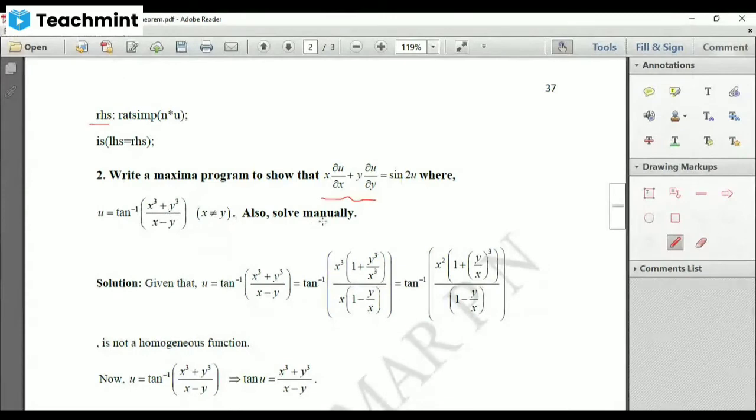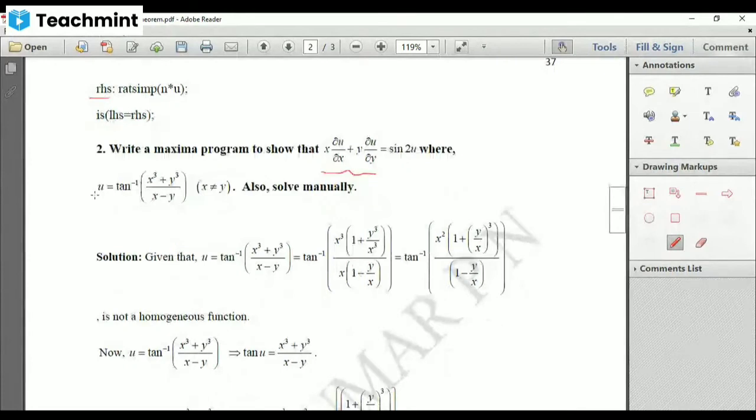Also solved manually. We know that we can apply Euler's theorem for u only if u is a homogeneous function. So first, let us verify whether our u is a homogeneous function or not. How? Let us take out maximum power of x in the numerator and maximum power of x in the denominator. Maximum power of x in the numerator is x cube.